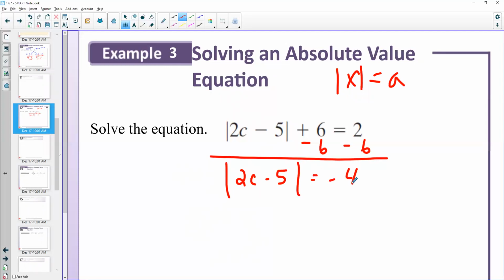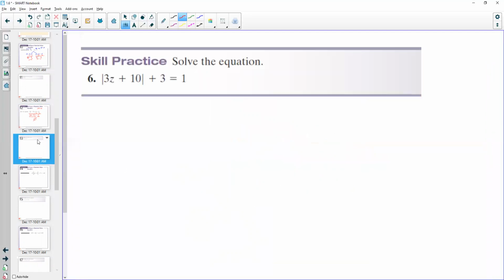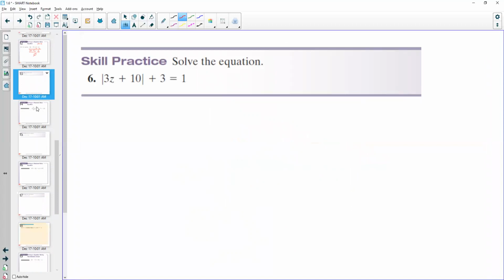And now I have to think for a second. I know the absolute value of it, doesn't matter what the heck is in here, cannot equal a negative number. Not possible. So right away, I can stop working. My answer is that there is no solution here, okay? You try this one. Works out pretty similarly.